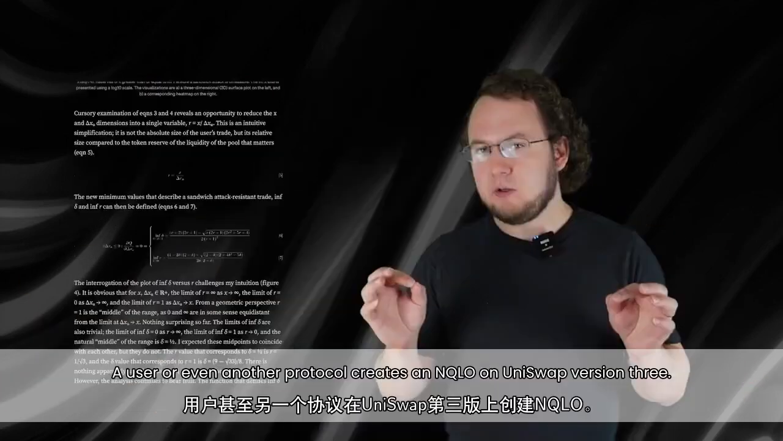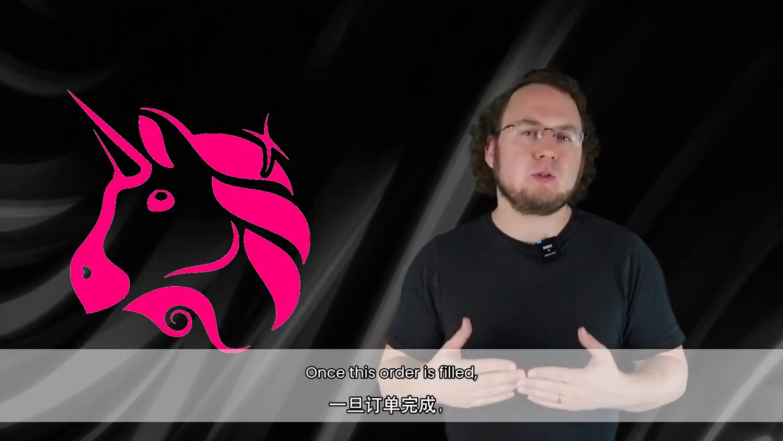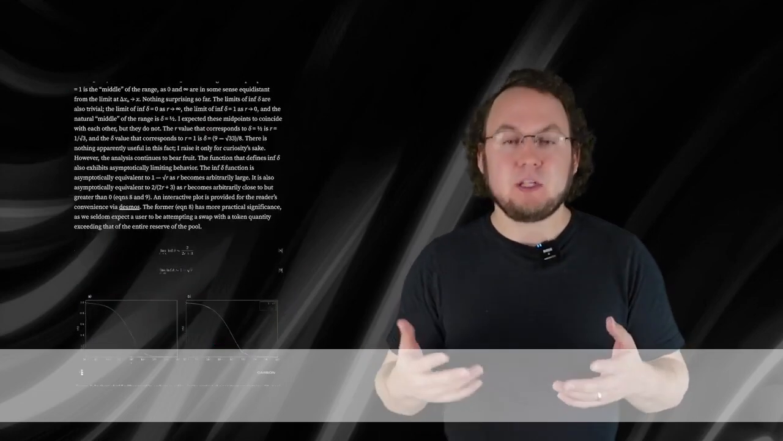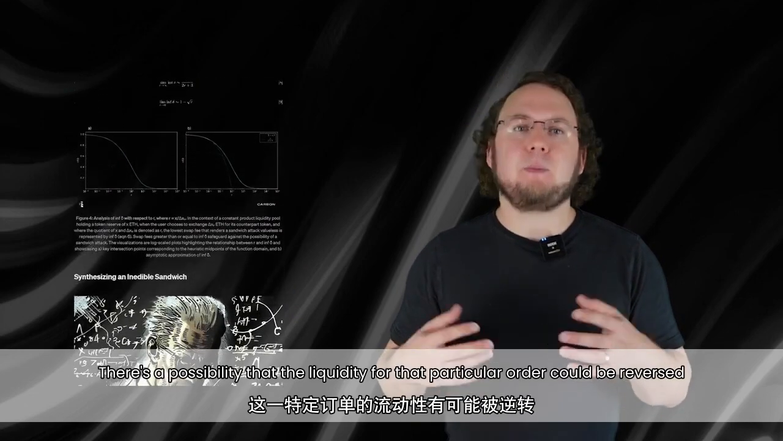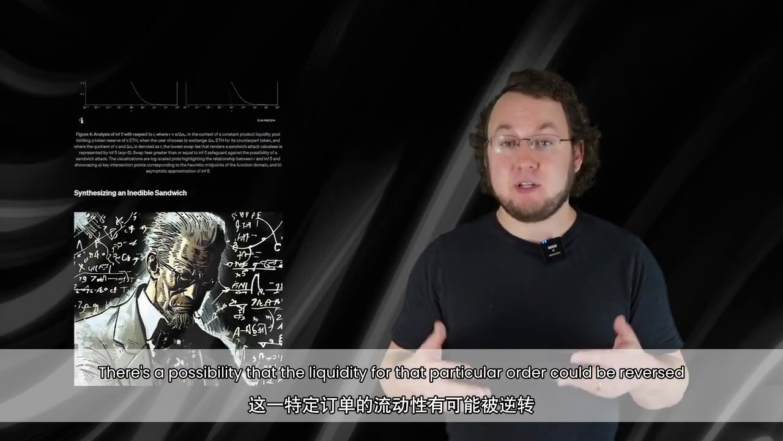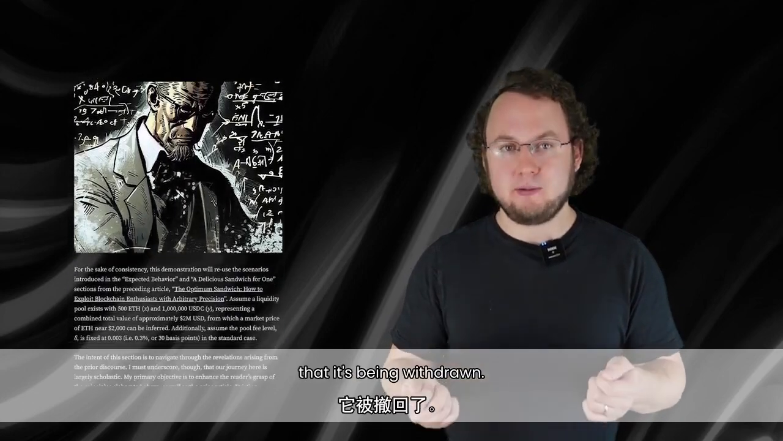Consider the following. A user, or even another protocol, creates an NQLO on Uniswap version 3. Once this order is filled, there's a catch. It can be unfilled. That's right, even if you witness a fulfilled limit order on Uniswap version 3, there's a possibility that the liquidity for that particular order could be reversed within the same block that it's being withdrawn.